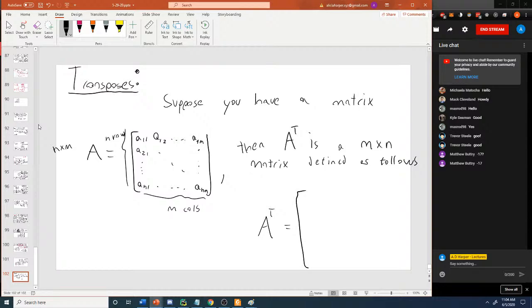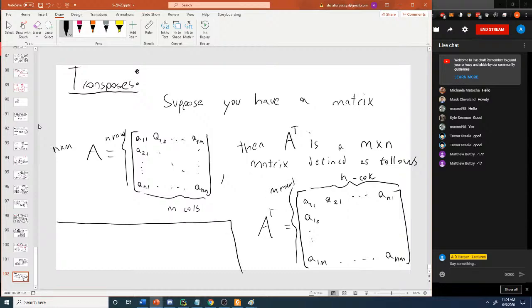So here I'm still going to have A11, but now I'm going to swap the A12 with the A21. So here I'll have A12, here I'll have A21, and I keep going all the way over until I get to An1, and I keep going down until I get to A1m, and so on. At the very end, you still have Anm here. But now you have n columns and m rows.